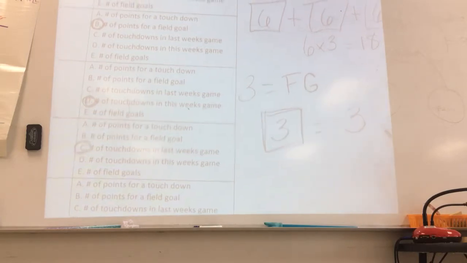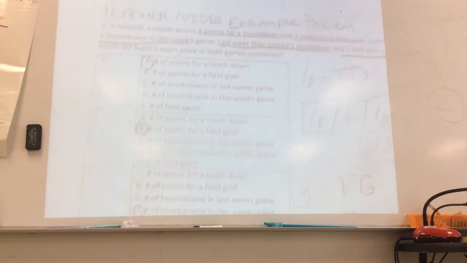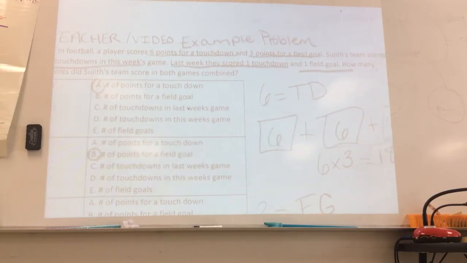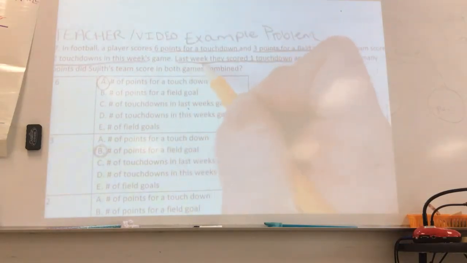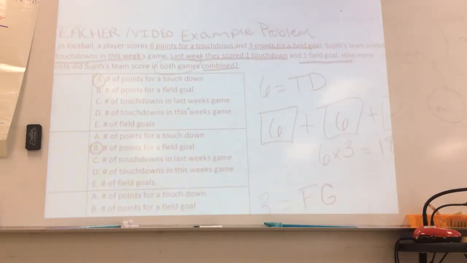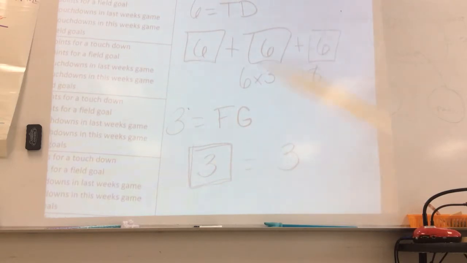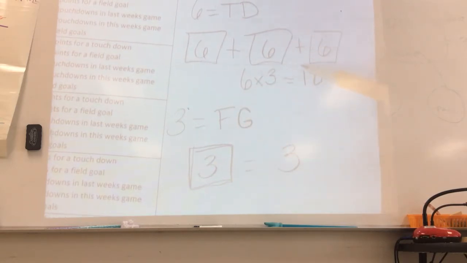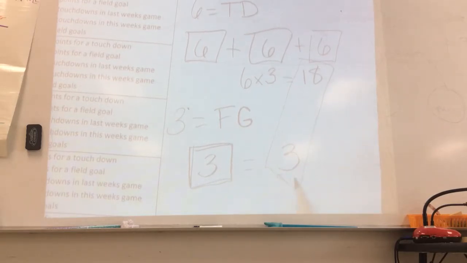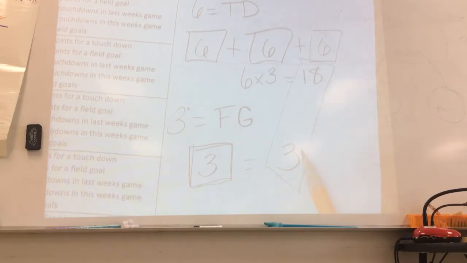It's a 3. Now, my question is asking me how many points did his team score in both of the games combined. So I have to include all of my scores from both of my games. I'm going to have the sub pause the video again and ask, what should I do with the 18 points they got from touchdowns this week and last week, and the 3 points they got for field goals? What should we do with the 18 and the 3? The sub's going to pause the video and call on someone to answer that.